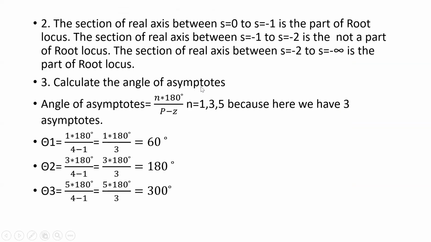Then we have to calculate the angle of asymptotes. What are asymptotes? Asymptotes are the guiding lines. Always the root locus starts from a pole and it converges at a zero. If it doesn't find a zero, then they start moving towards a zero somewhere at infinity. When they are moving like that, these root loci have to be guided, and these asymptote lines will guide those root loci.